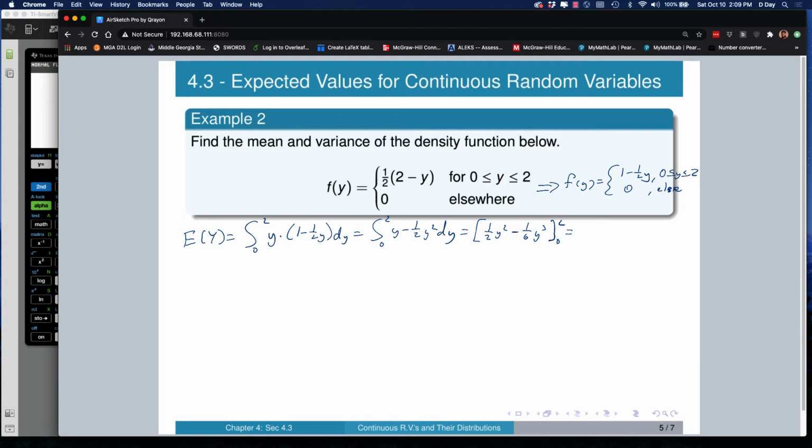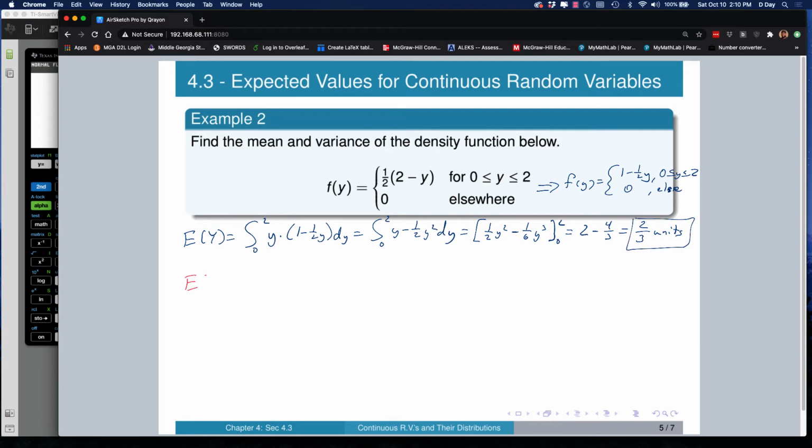We only care about the 2 because the 0 makes everything go away. And we should get 2 minus 4/3, which gives us a value of 2/3 units for the expected value. All right.